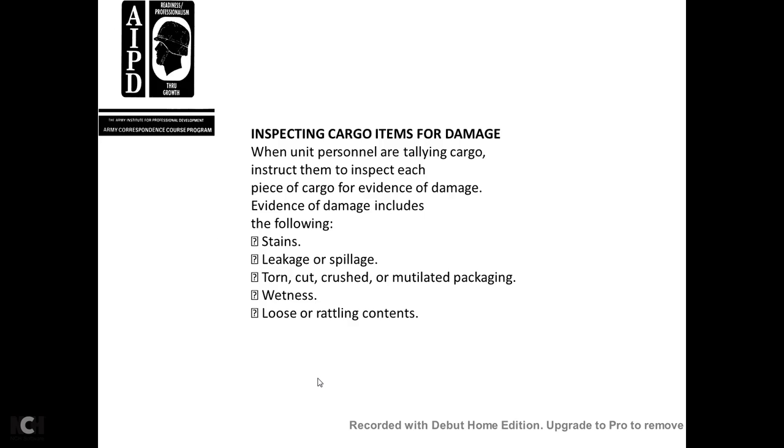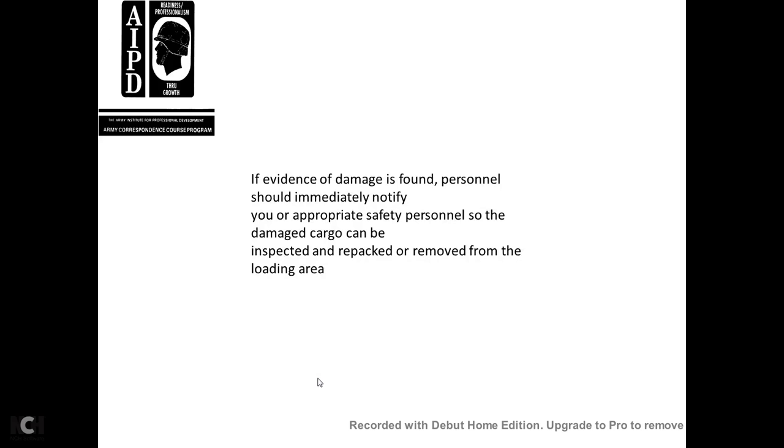Inspect cargo items for damage. When the unit personnel tally cargo, they are instructed to inspect each piece of the cargo. Evidence of damage includes the following: stains, leakage and slippage, torn, cut, crushed, or mutilated packaging, wetness, or loosening and rattling contents. If evidence of damage is found, personnel should immediately notify the appropriate safety personnel so the cargo can be inspected, repacked, or removed from the loading area.